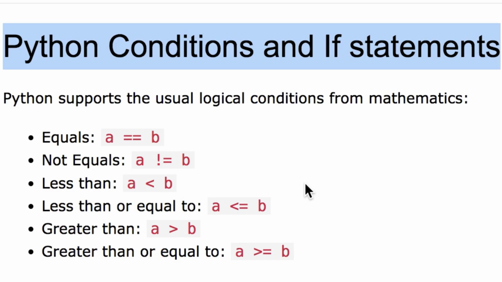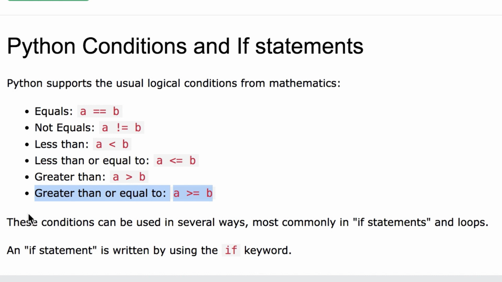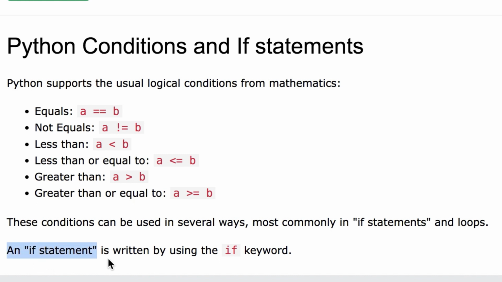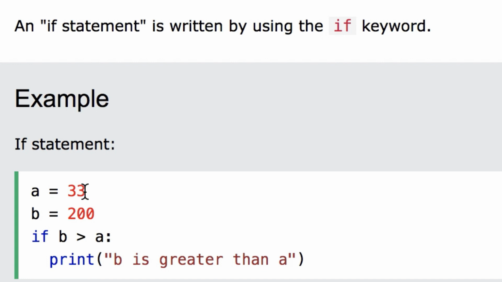So Python supports the usual logical conditions from mathematics, like equals, not equal, less than, greater than or equal to, less than or equal to. These conditions can be used in several ways, most commonly in if statements and loops. An if statement is written by using the if keyword. We have done something like this before, and it was one of our homeworks a lot of classes ago.